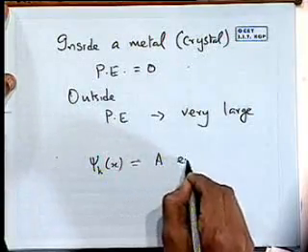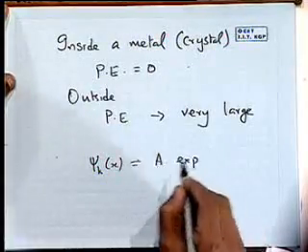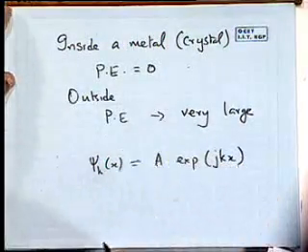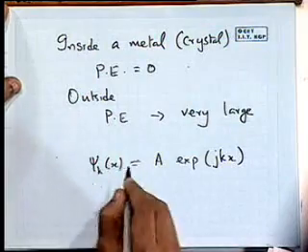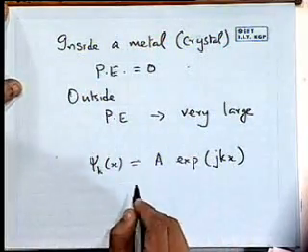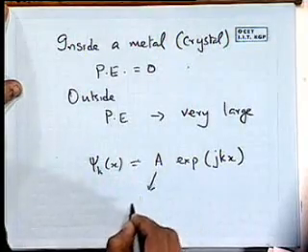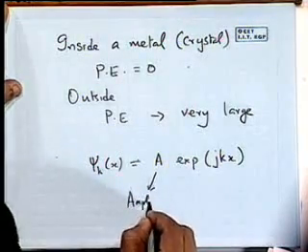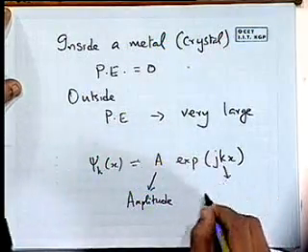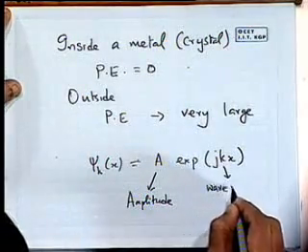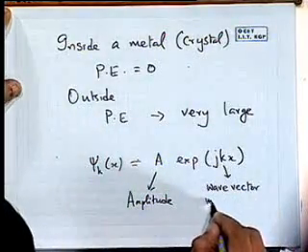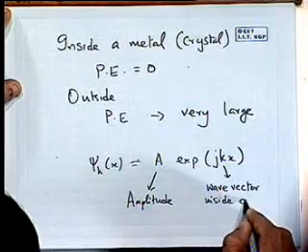where we'll write A exponential jkx. We have the amplitude of the wave. So even for such an electron, though it is not in free space, its spatial component can be expressed in the same way, where A is the amplitude of the wave, which we kind of ignored in the previous case, and obviously k becomes the wave vector inside the crystal. So as long as it is moving in a band inside the crystal, we can apply this.